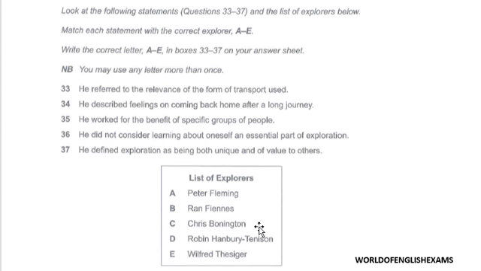So let's look at the list of explorers. I'm going to teach you practically. The first one is Peter Fleming. The second one is Ran Fiennes. The third one is Chris Bonington. The fourth one is Robert Hanbury Tennyson. The last name is Wilfred Thesiger. So let's quickly find out which paragraph or paragraphs mention these names.